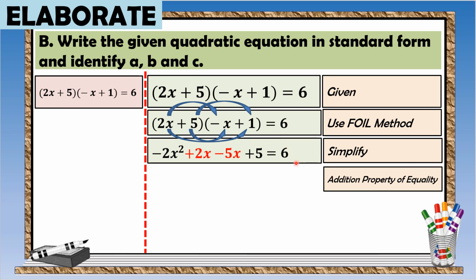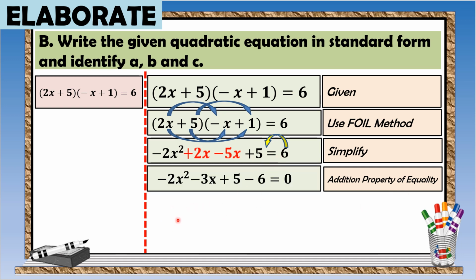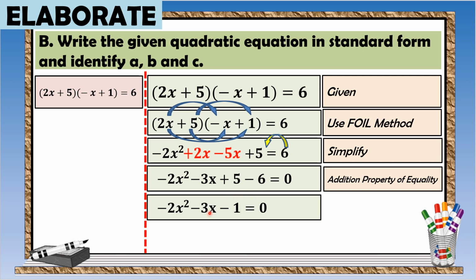Or just simply transpose positive 6 to the left side, and it gives us negative 6. So we have negative 2x squared minus 3x plus 5 minus 6 equals 0. Again, let us simplify this equation since 5 and 6 are similar terms. So it gives us negative 2x squared minus 3x minus 1 equals 0.